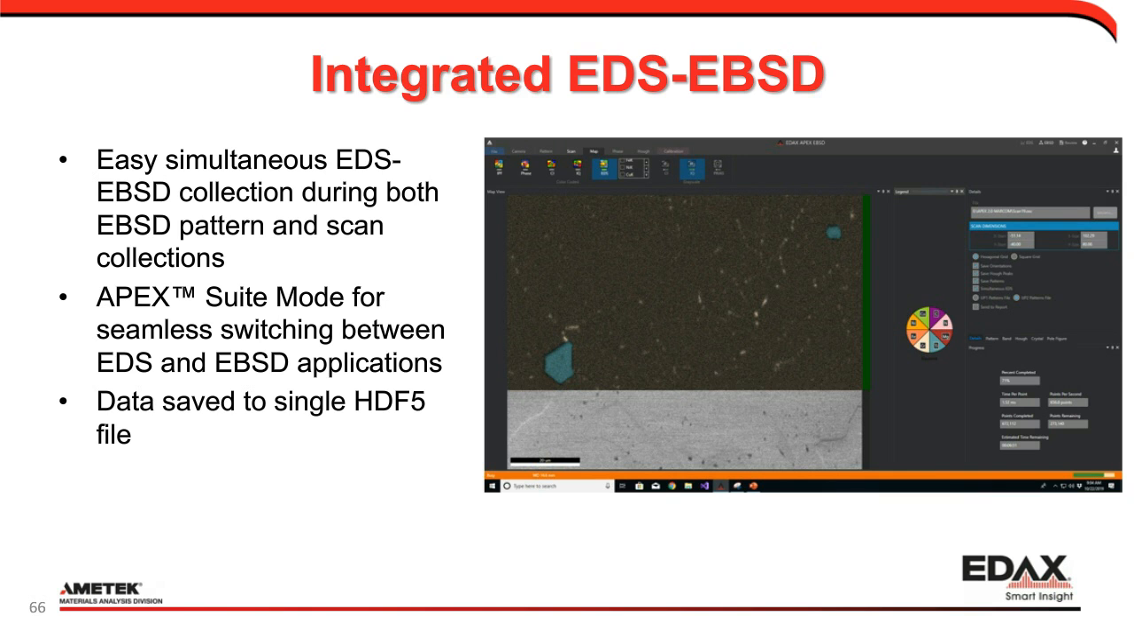But you can also do it during your mapping. So you can specify, here are the elements I'm looking for. I'm going to collect those. I'm going to show those elements, and we have the full spectrum data set in the background.